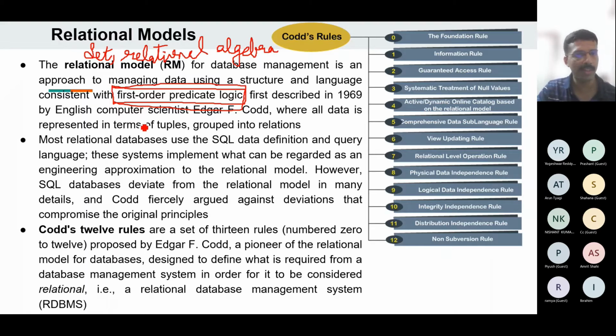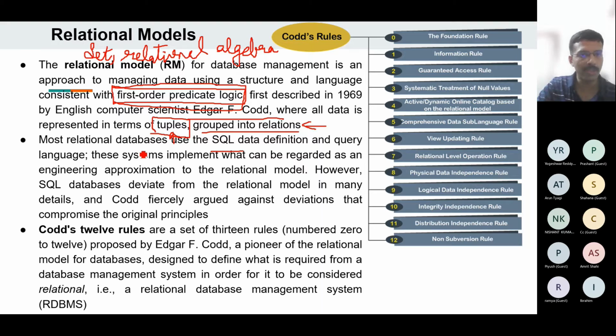It was first described by E.F. Codd, and in the relational model all the data is represented in terms of tuples or records which are grouped into relations. Relations are called tables and tuples are records basically. And most relational databases use SQL as their underlying language.